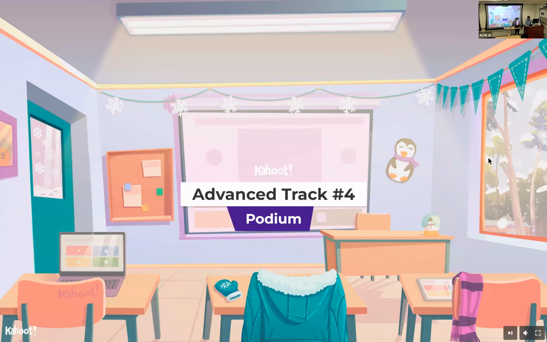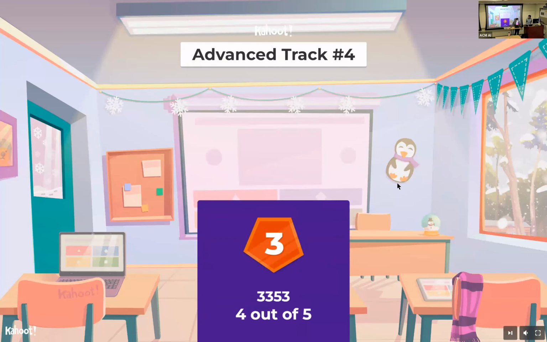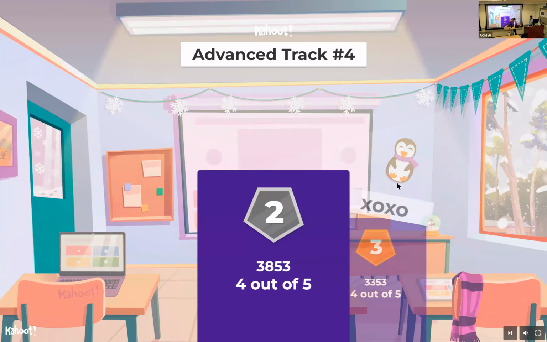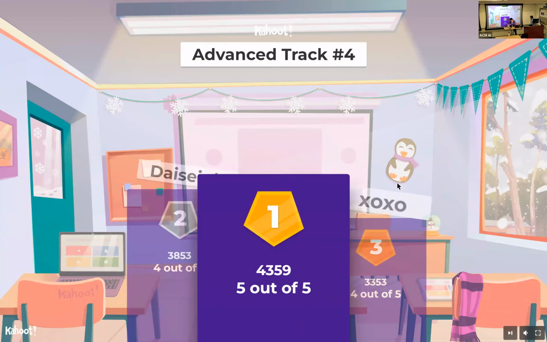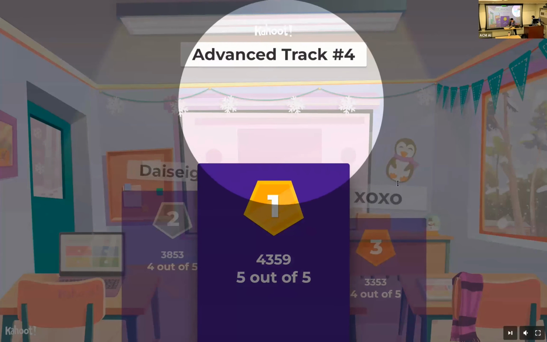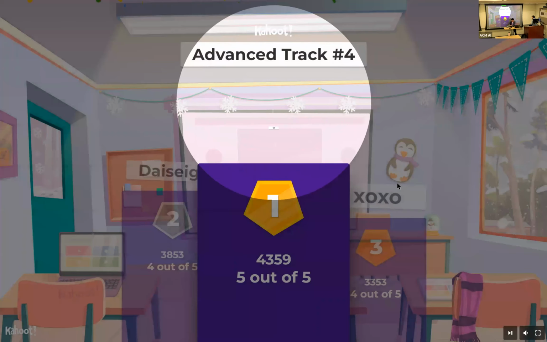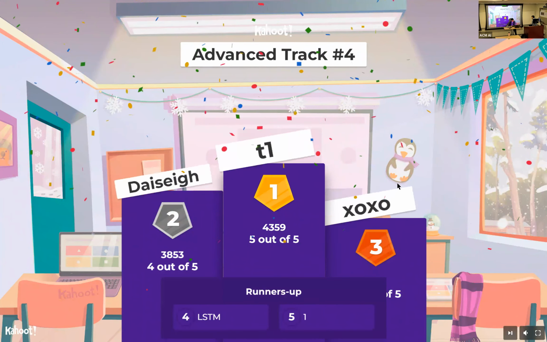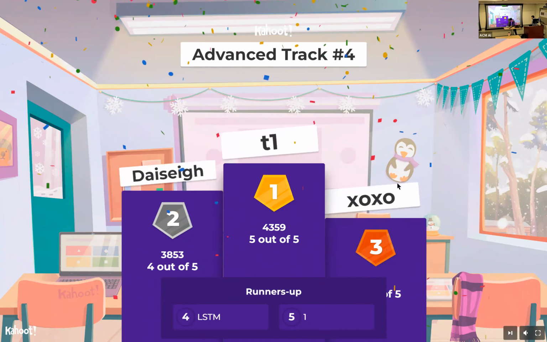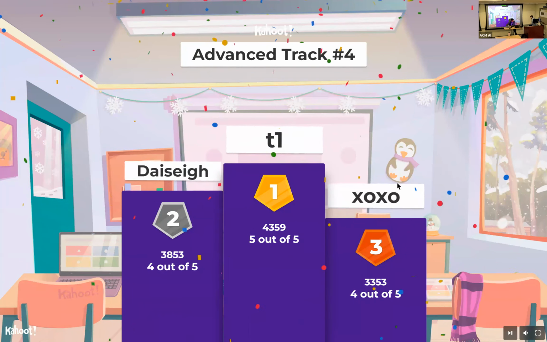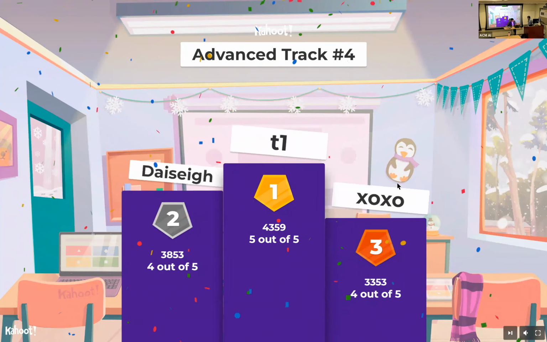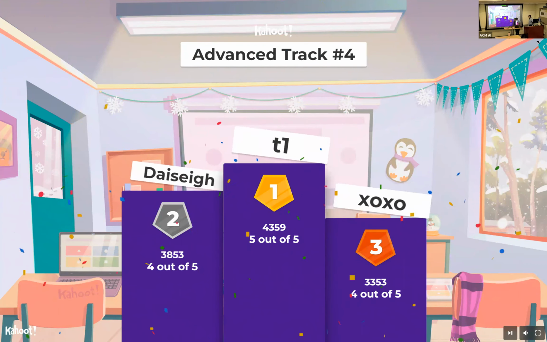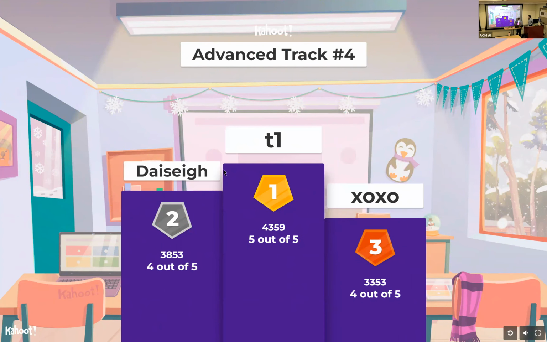And yeah, so this is our podium. If you're in one of these teams, come grab a prize here now if you want, later as well. But we're probably going to have leftovers, and if we have leftovers, even those who did not make it onto the podium, feel free to grab something as well. There we go. These are genuinely really good. Come grab some if you want. All right, congrats to T1, Daisei, and XOXO.